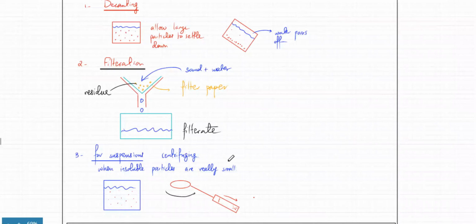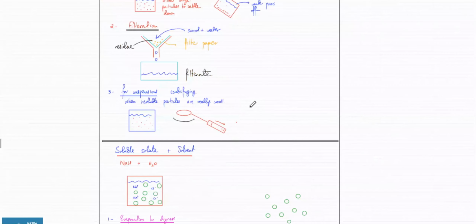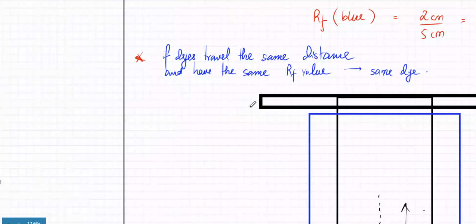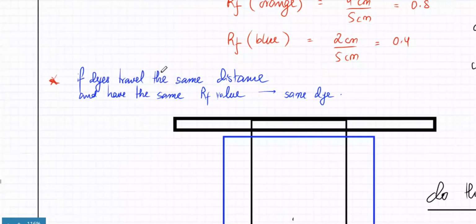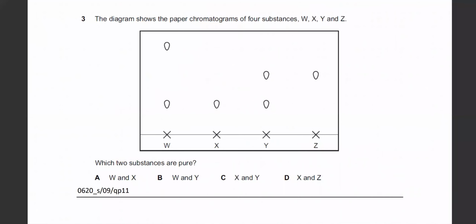Okay, this is what I mean, I did write this somewhere. I think, okay, I wrote it over here. That if dyes travel the same distance and have the same RF value, that probably means they are the same dye. So, coming back to this question, now he's doing four chromatographies. There's dye W, X, Y, and Z.